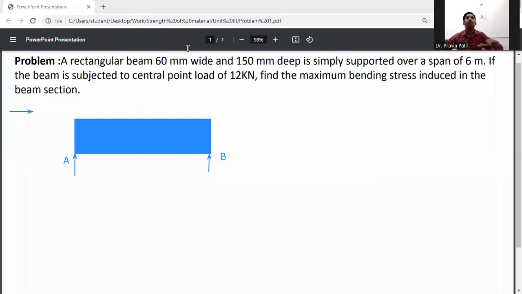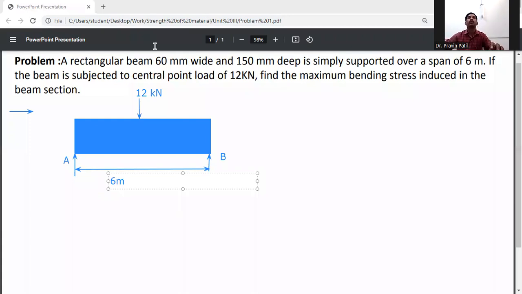Okay. So the central point load acts at the center of this span, that is 12 kN. Okay. So the total span, how much is it? The total span is 6 meters.